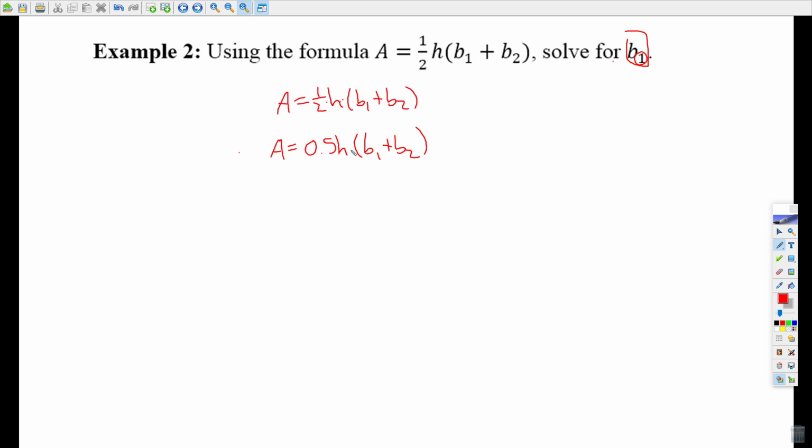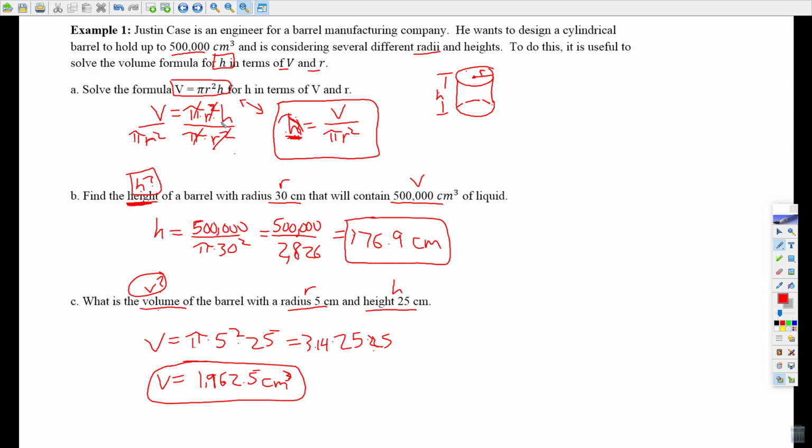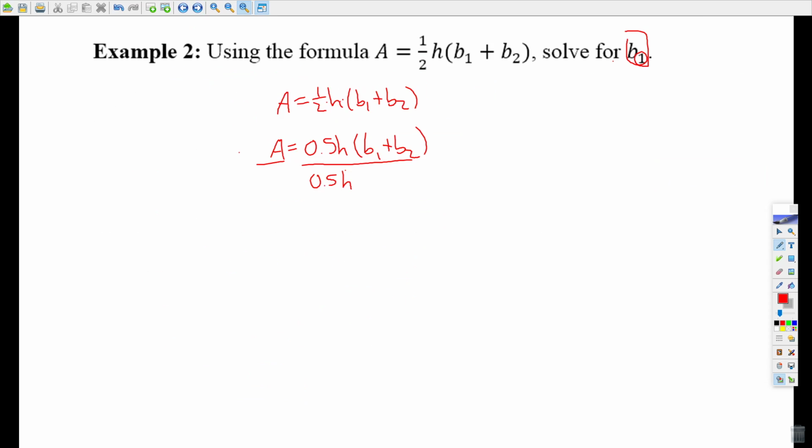So since we have multiplication between all these things here, before you get inside the parentheses, I'm actually going to divide both sides by the 0.5 and the h. Very similar to the last problem we did together, which was we divided by pi and r squared. Since we have multiplication between everything, we can do that. You could distribute this in this problem, but we're not going to. It just takes longer to distribute and do it that way. So on the right-hand side, the 0.5s cancel, the h's cancel out. The left-hand side, we just get A divided by 0.5h. And the right-hand side, everything's gone except for the b1 and the b2. b sub 1 plus b sub 2.